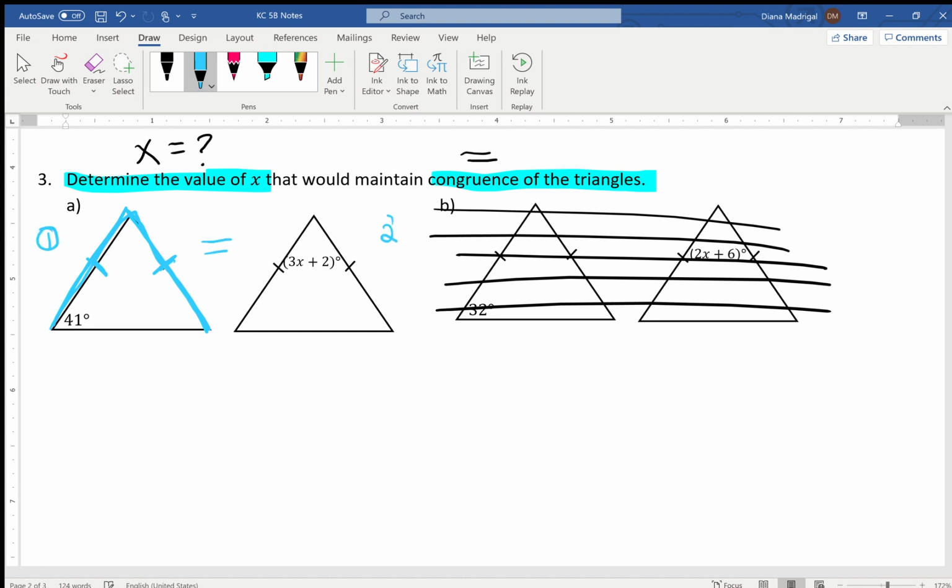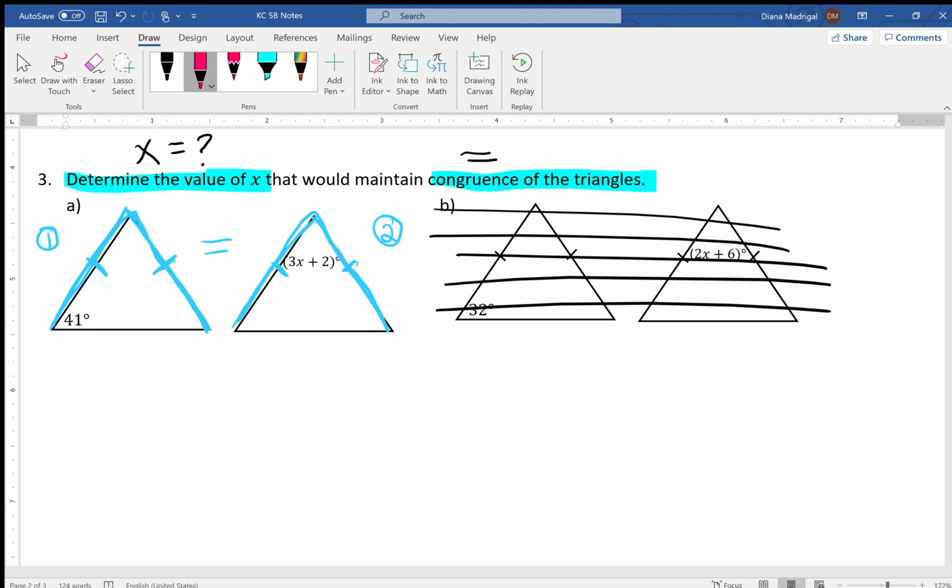So if in the first triangle the sides are equal, that means for the second triangle the sides are also equal, and I get the same thing. They have both dashes, so again, these sides are equal to each other. Again, this is called an isosceles triangle.